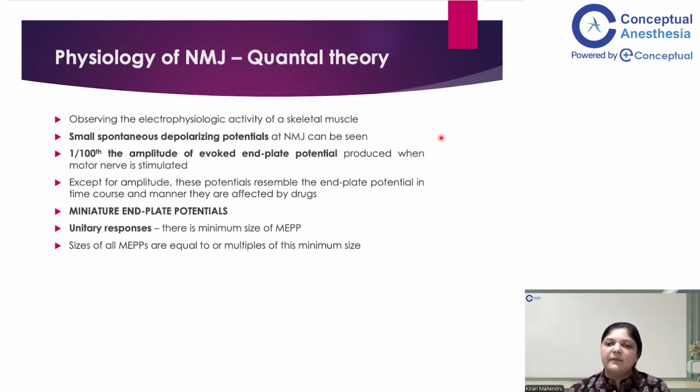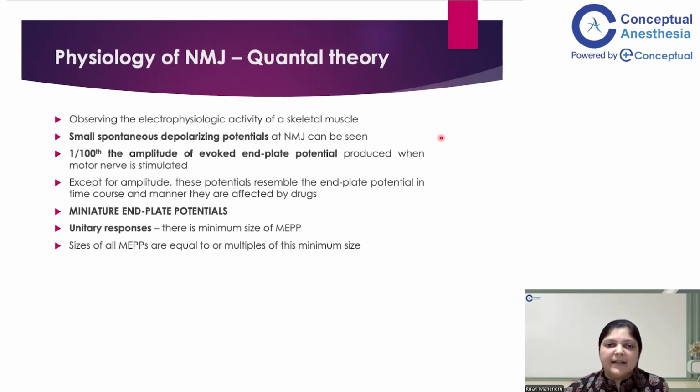Now, some description of the quantal theory for the neuromuscular junction. When we observe the electrophysiology of a skeletal muscle, we will see that there are small spontaneous depolarizing potentials seen at the neuromuscular junction. These small spontaneous depolarizing potentials, which are seen normally, are known as miniature end plate potentials. They have one-hundredth the amplitude of an evoked end plate potential, which is produced when we stimulate a motor nerve.